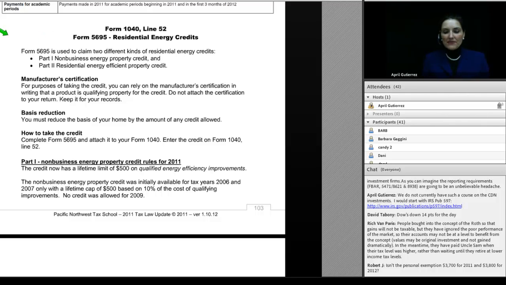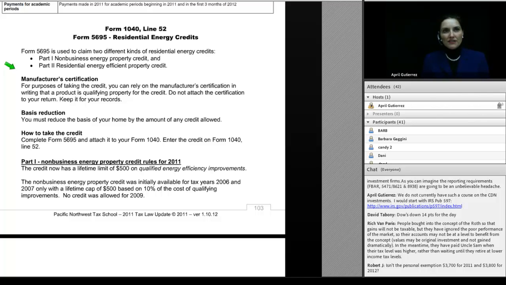Form 5695 is used to claim 2 different kinds of residential energy credit. Part 1 is the non-business energy property credit, and Part 2 is the residential energy efficient property credit. You can rely on a manufacturer's certification that whatever it is they're selling you qualifies for the credit, does in fact qualify for the credit.